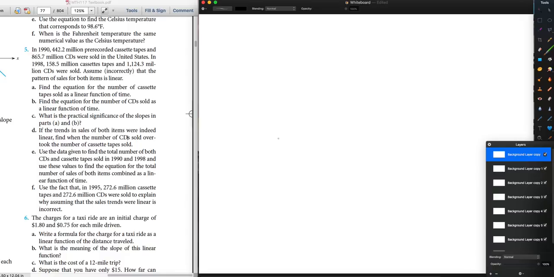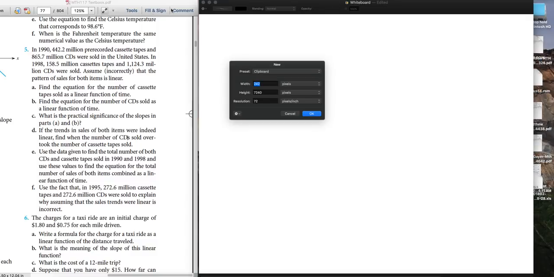All right, so we're starting off with 2 data points for 2 different pieces of information. In 1990, there are 442.2 million pre-recorded cassette tapes and 856.7 million CDs.